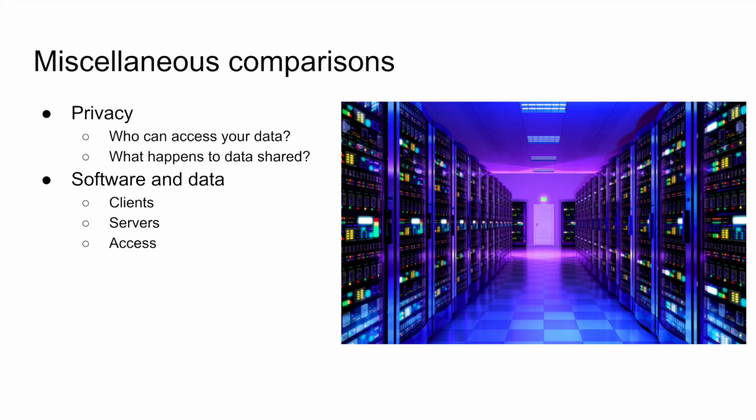Let's talk about some miscellaneous comparisons. So, for privacy, who can access your data? With texts, it's you, the receiver, and your individual carriers. With social media, anyone can see what you put out, depending on your privacy settings. What happens to the data that you share?